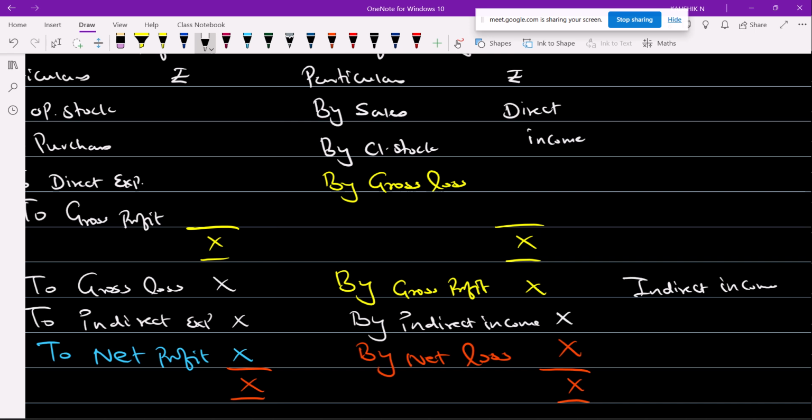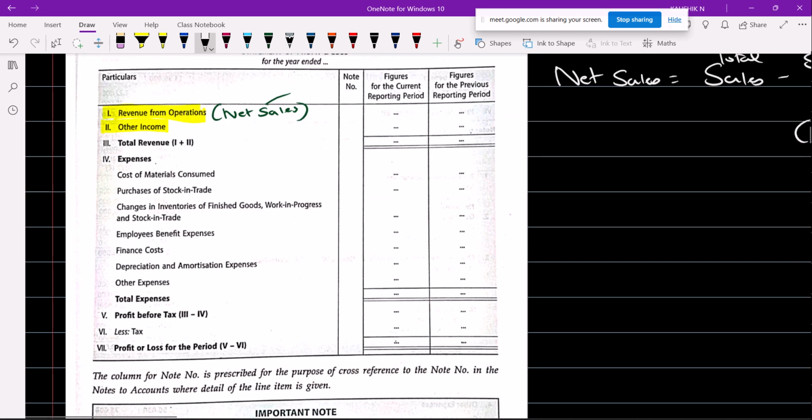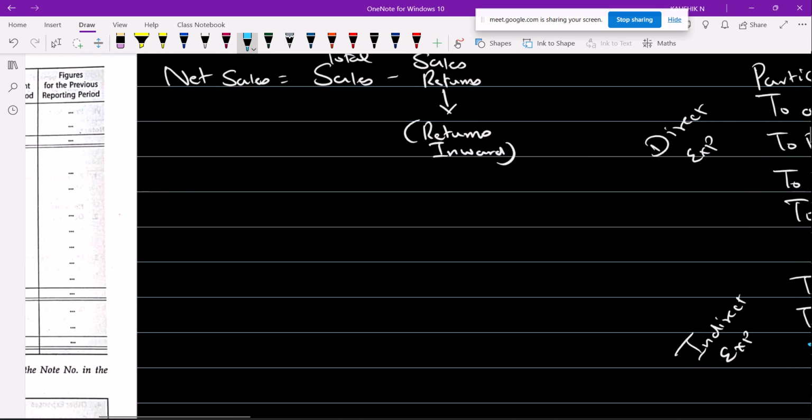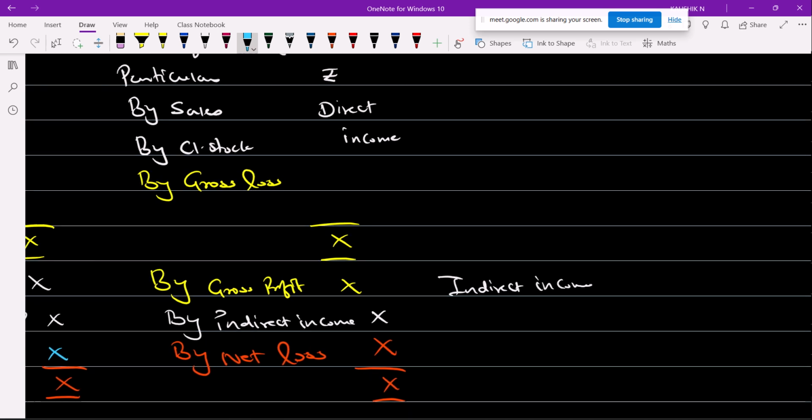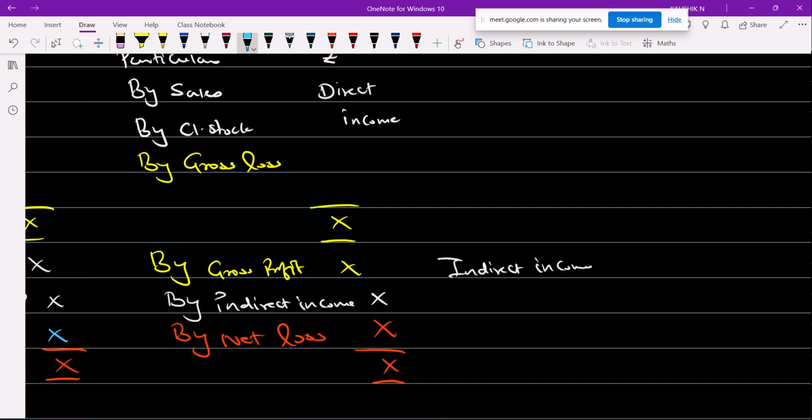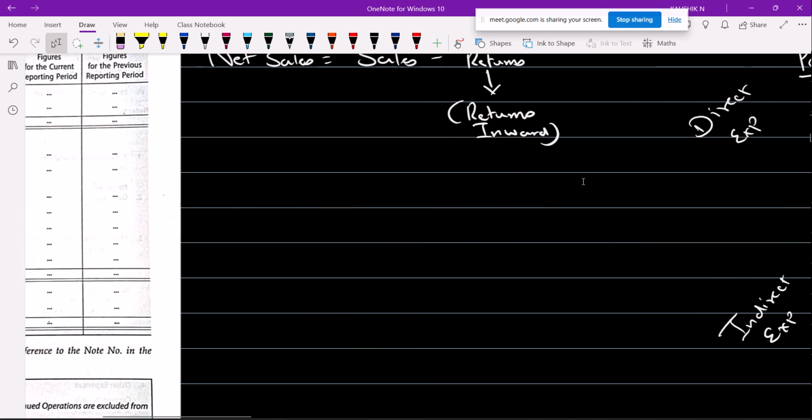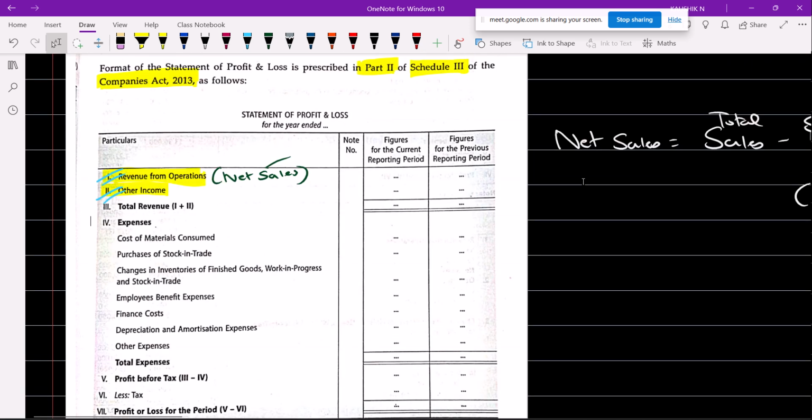Now on this basis only, the first item you are shown here is revenue from operations, which is your direct item. This is your direct income. The other income is nothing but your indirect income. In your P&L account only, you are showing indirect income. So other income examples are rent received, dividend received, or else interest received, commission received. All these things are considered to be your indirect income, so other income.